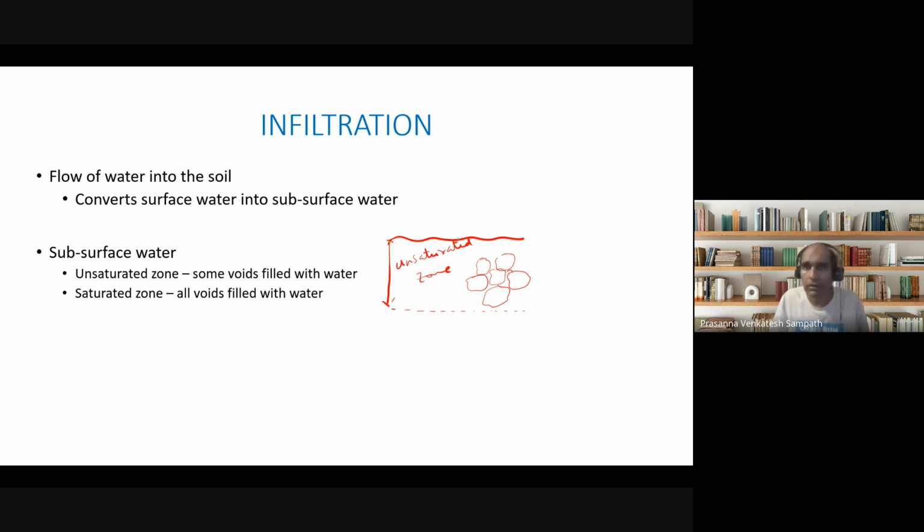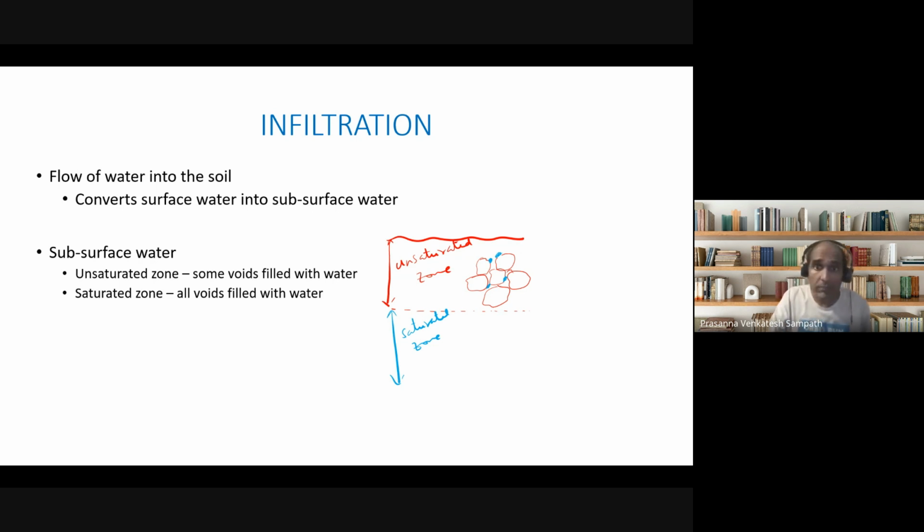Okay, so what that means is maybe there's a little bit of water here, maybe there's a little bit of water here, maybe there's a little bit of water here, and so on. Okay, the entire void is not filled. Okay, and that is the portion above this dotted line. Okay, below the dotted line is what we refer to as the saturated zone. And as I said, the simple way to think about it is that if I have multiple soil particles here, all the voids between those particles of soil are completely filled with water, and so therefore it's referred to as the saturated zone.